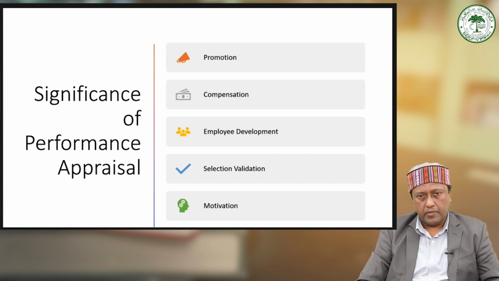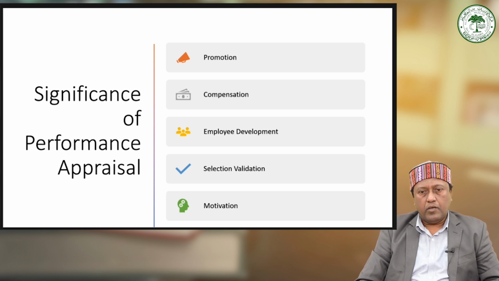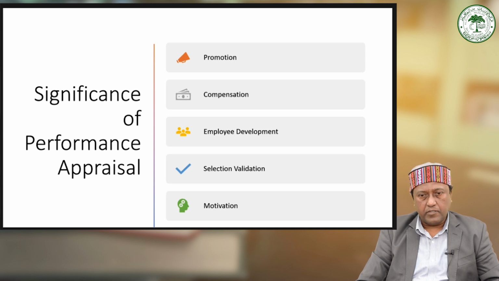And then the second important element under significance is compensation. As we have discussed earlier, performance appraisal plays a crucial role in determining employees' compensation packages. Merit ratings derived from the performance appraisal help in assessing employees' contribution and aligning compensation with their performance. Employees who demonstrate exceptional performance may be eligible for bonuses, salary increases, additional benefits in pay and perks, allowances, and other incentives, thus motivating them to perform at their best.